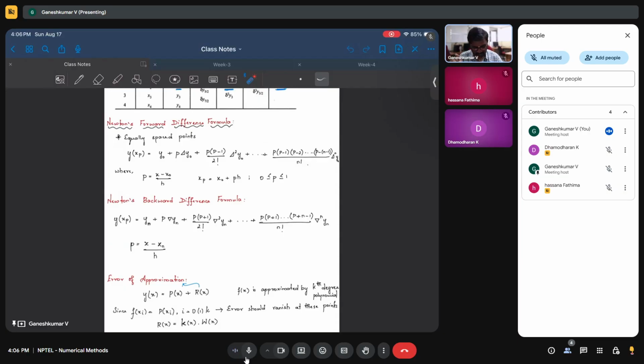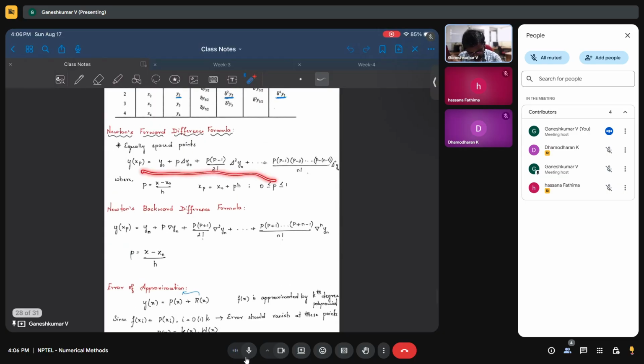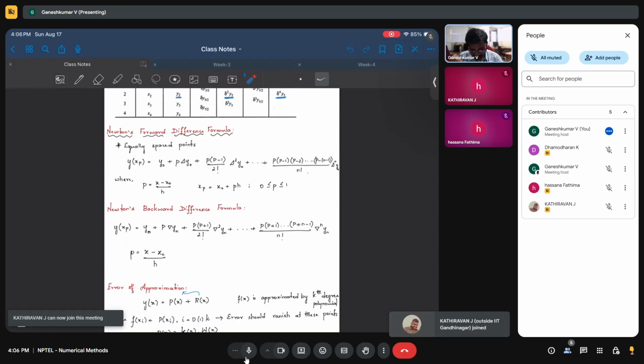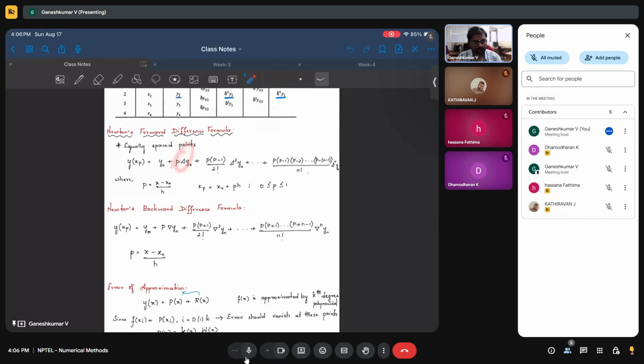I'm not getting into details. I'm just providing you an important equation or formula that you may need to remember while solving problems. This is how you express Newton's forward difference formula, where it is expressed as y naught plus p delta y naught plus, like a Taylor series expansion. Here delta is a forward difference operator.